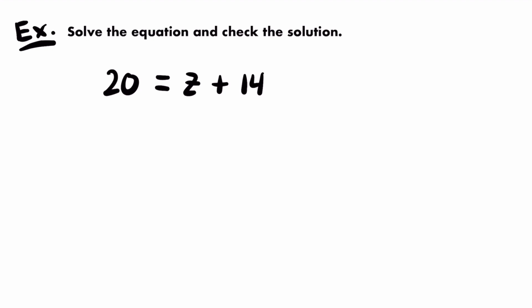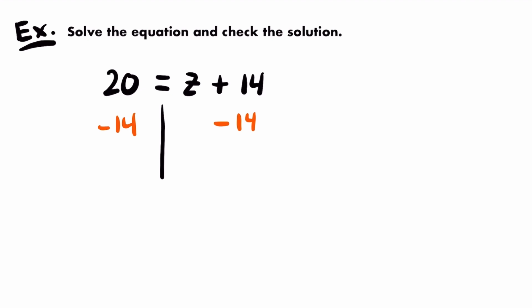All right, so to help you stay organized, I recommend you draw a little divider, at least at the very beginning when you're learning to solve these equations. You can ditch this later, but for right now, I think this is helpful. We are going to be subtracting 14 from both sides of the equation.